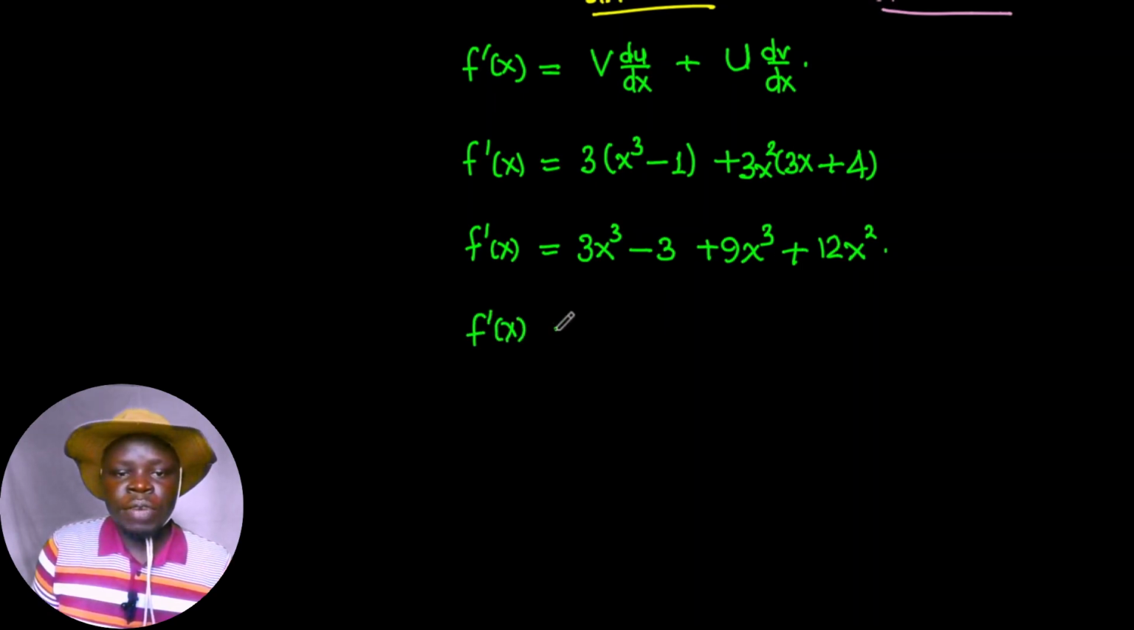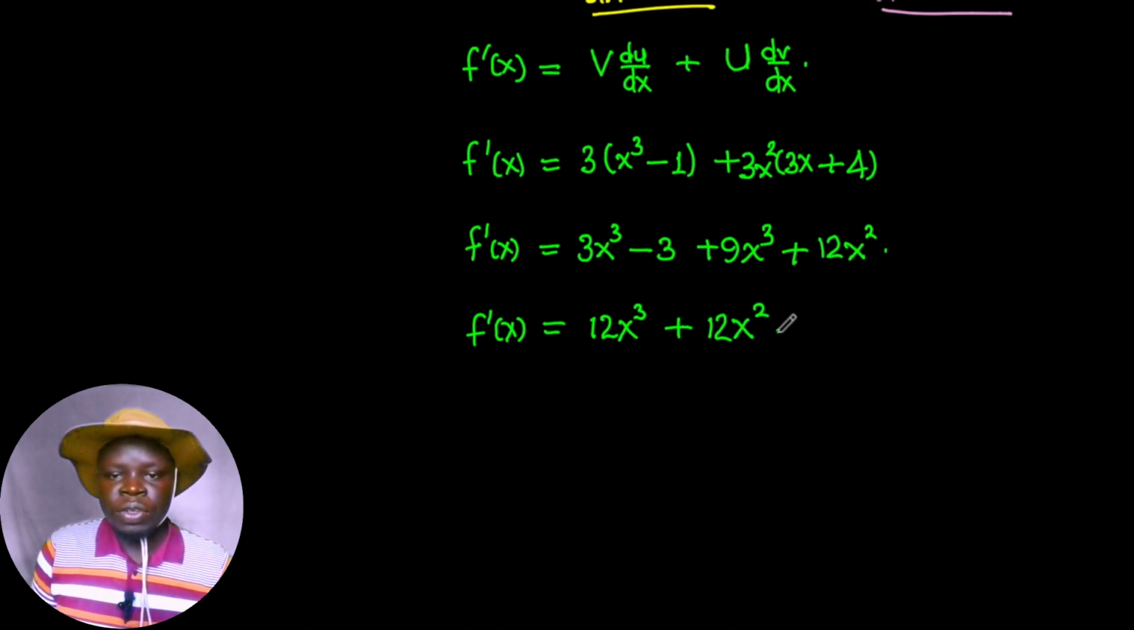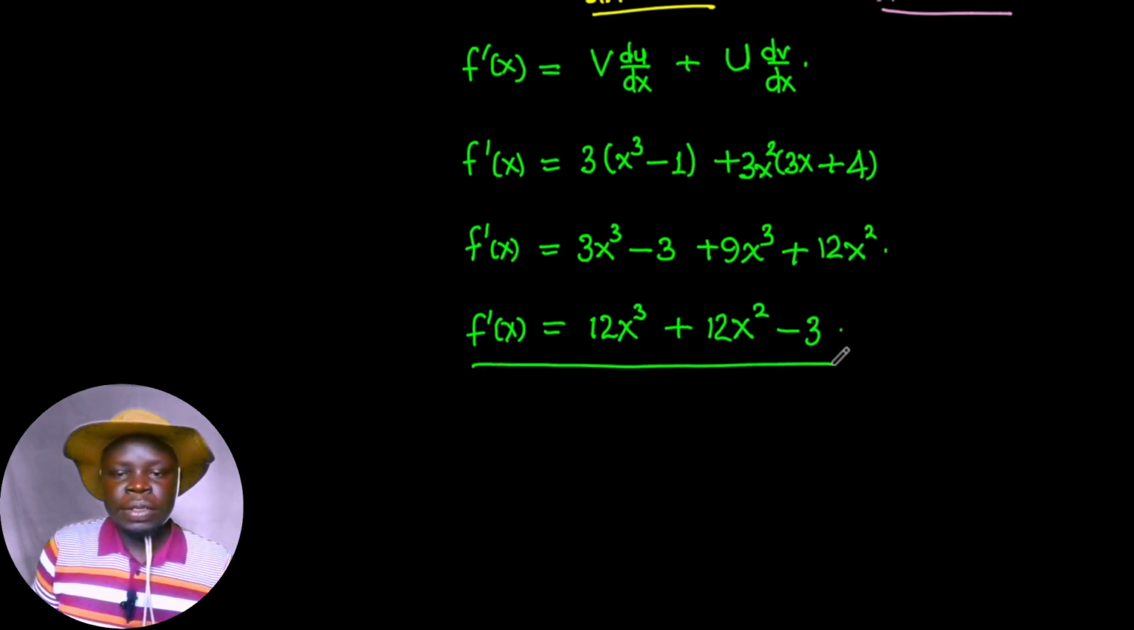So the derivative function is given by, when we add 3 to 9, we get 12. So we have here 12x cubed plus our 12x squared. Now here we have descending powers of x, and we have only one constant here, and that is negative 3. And this gives us the solution for the first question.